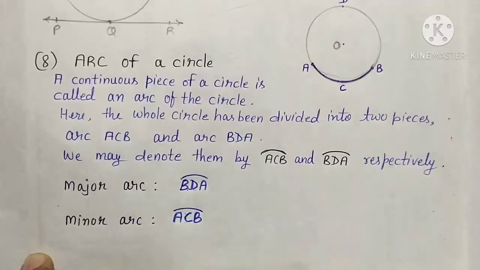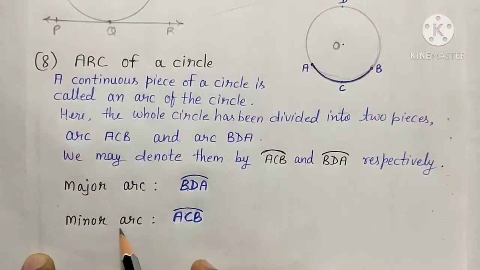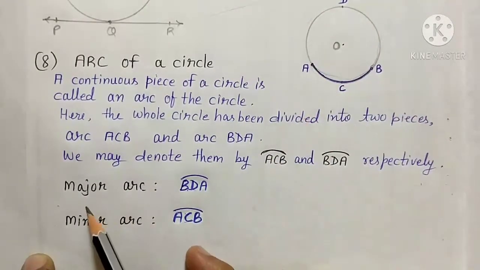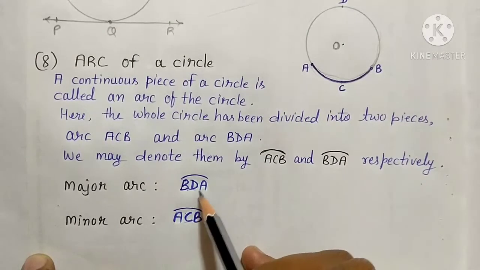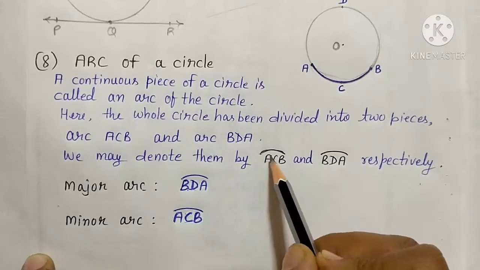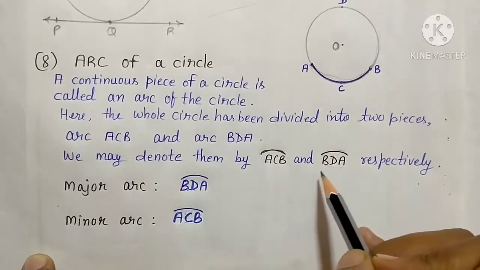So you can see here also this ACB is called a minor, small arc, and this BDA, which I have drawn with the pencil, is a major arc. We can denote it like this: arc ACB, arc BDA. This is the symbol of arc.